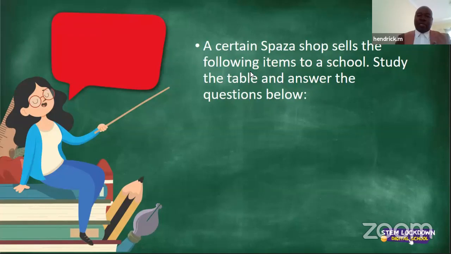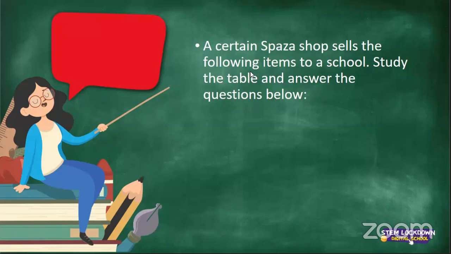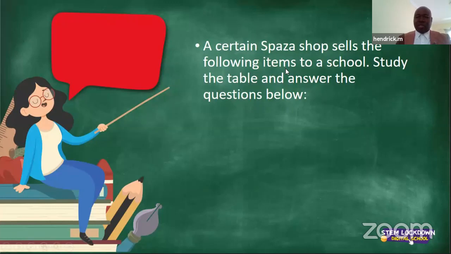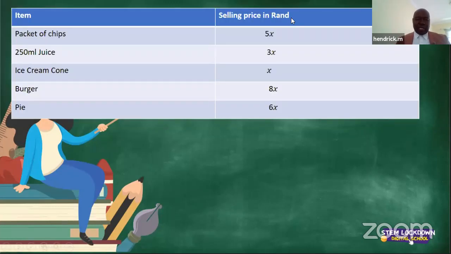Right. A certain shop sells items to a school, and the following represents all the items that are sold. I hope you are able to see the items. On the left column we've got items. There are basically five items: a packet of chips, a 250 milliliter juice, an ice cream cone, a burger, and a pie.